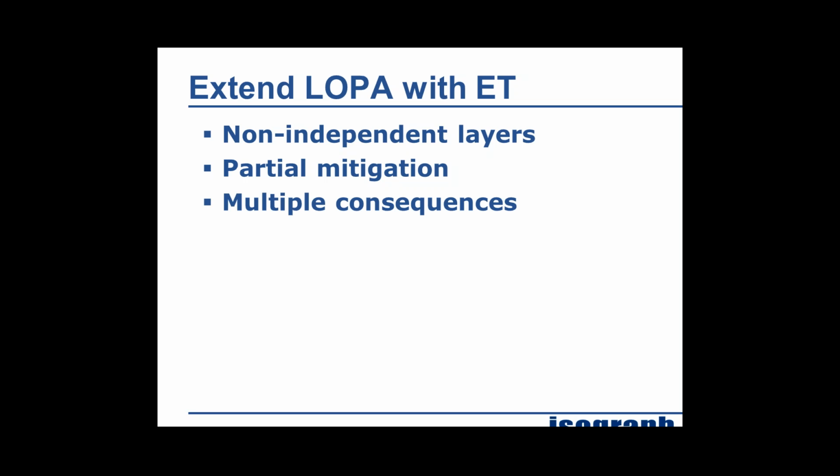Also, due to taking into account partial mitigation, we can track multiple consequences. Maybe if we don't mitigate at all, we have some disastrous consequence. A partial mitigation would result in a less severe consequence, so we can take into account that there are multiple levels of consequence that might occur.